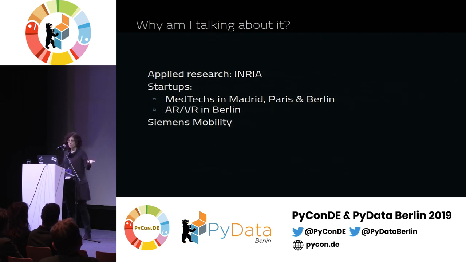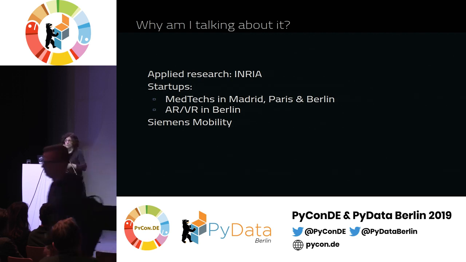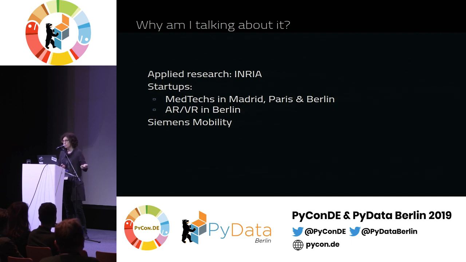I'm a computer vision engineer by trade. Most of my background has been in medical imaging, but for the last couple of years, I've been working in autonomous driving and similar systems at Siemens Mobility. So medical imaging and autonomous systems, that's two fields where adversarial examples are likely to have a huge impact.